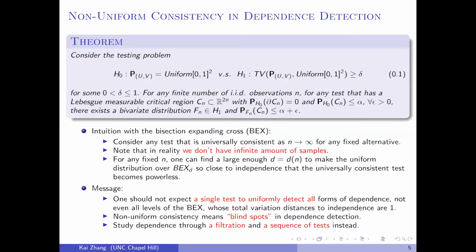This question puzzled me for a long time until I came up with my solution. If testing exact independence is not possible, I will test approximate independence, and if one test is not good enough, I will construct a sequence of tests. This approximation of independence and the sequence of tests are constructed through a filtration approach.